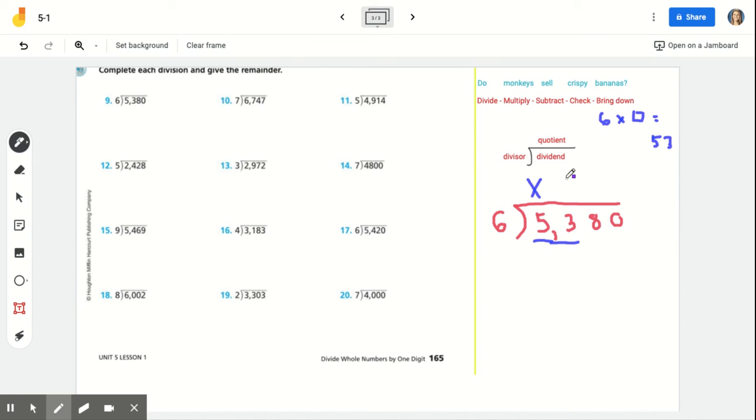Did you say 8? Yep. 6 times 8 is 48. Okay. 6 times 9 is 54. That's too much. 6 times 7 is 42. That's too little. 6 times 8, we're getting as close to this number as possible without going over. So we put an 8 above the 3.